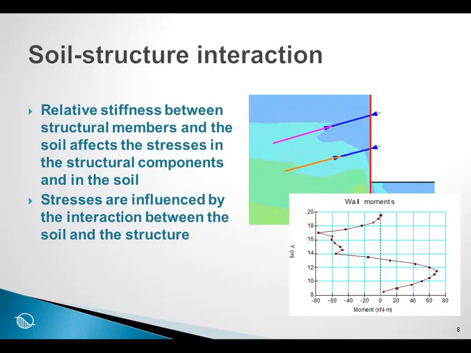Another reason for doing a Sigma W analysis is to consider soil structure interaction. It is the relative stiffnesses between structural members and the soil that affect the stresses in the structure and in the soil. For example, if the soil is extremely stiff, it will influence the stresses in the structural members. On the other hand, if the structural members are very stiff relative to the stiffness of the soil, this will affect the stress distribution in the soil. So the stresses are influenced by the interaction between the soil and the structure.